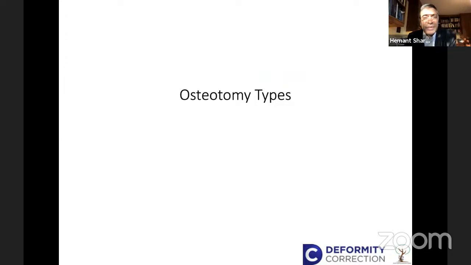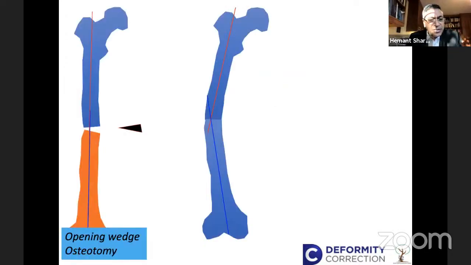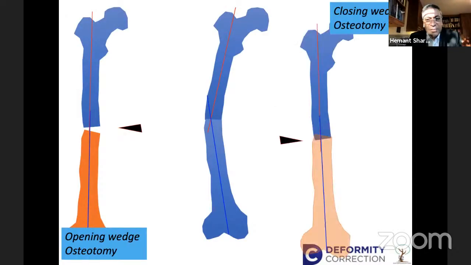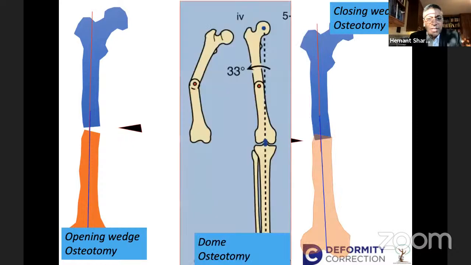How many osteotomy types do we do? So you all know about it. It's an opening wedge osteotomy. You can have a closing wedge osteotomy, or you can have a dome osteotomy, which is my preferred method because of the bony contact if the translations are not too much, or because the small amount of translation you can get happens automatically.